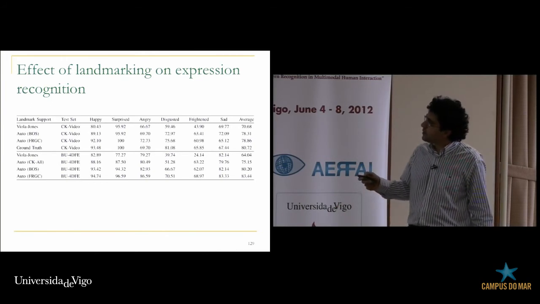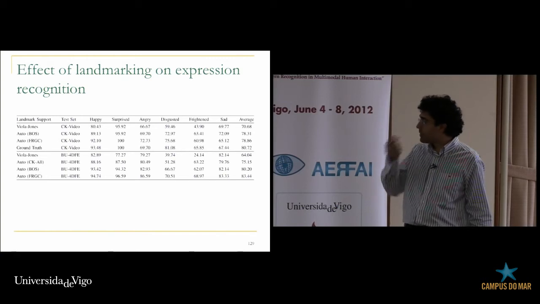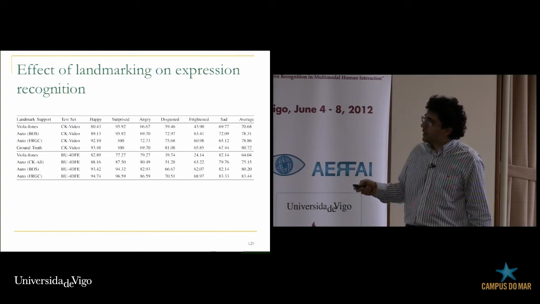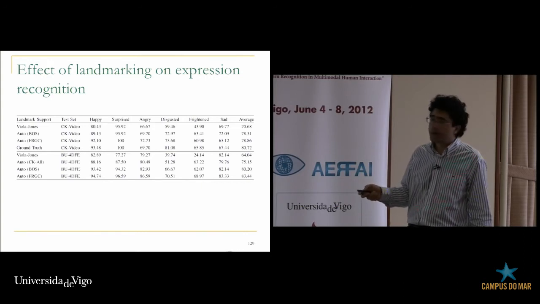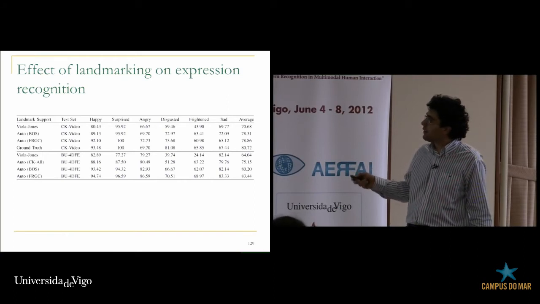So here are some results. The test set is the Casia or the Binghamton 4D dataset. The landmark support is either by Viola-Jones, by the automatic system that I just described, trained on Bosphorus or FRGC, or by manually annotated ground truth. These are the 6 basic expressions, and this is the average accuracy.